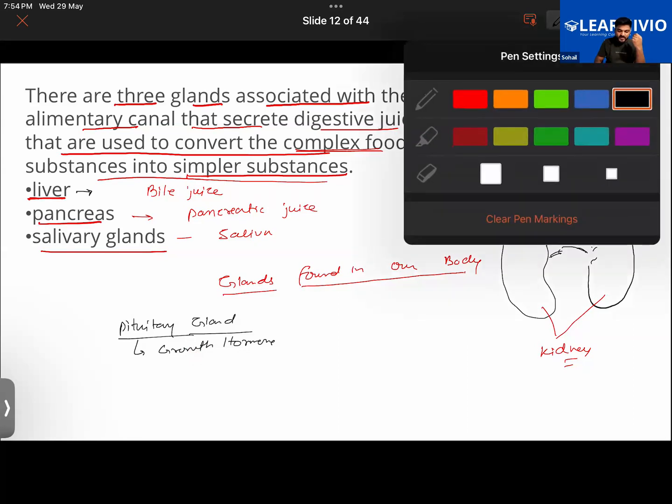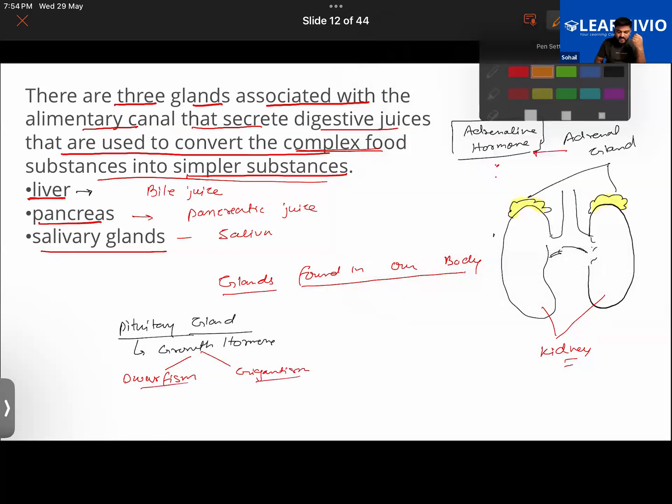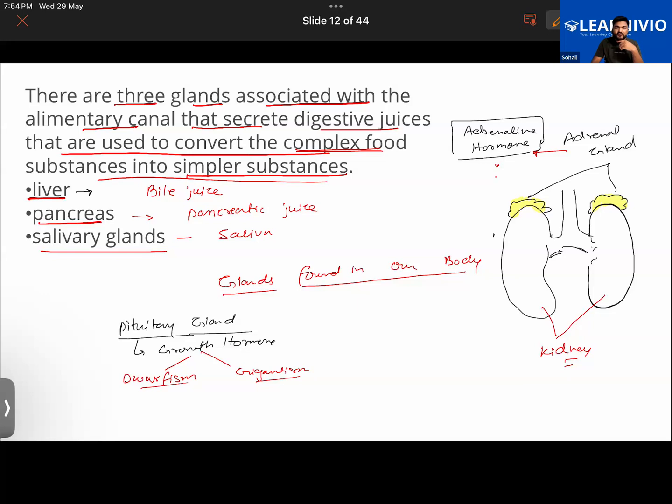Are you getting what I'm trying to say? Yes, sir. That's why you see the phenomena of dwarfism and gigantism: people who look like giants and people who are dwarfs. So the pituitary gland, but does this gland have any role to play in digestion? Obviously no. Only three glands are associated with digestion: liver, pancreas, and salivary.